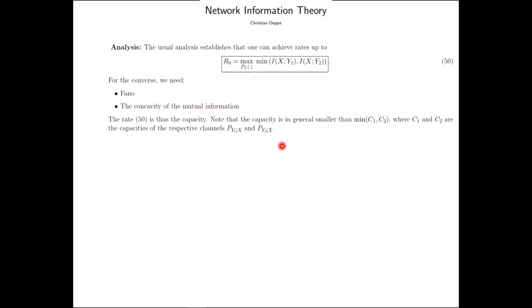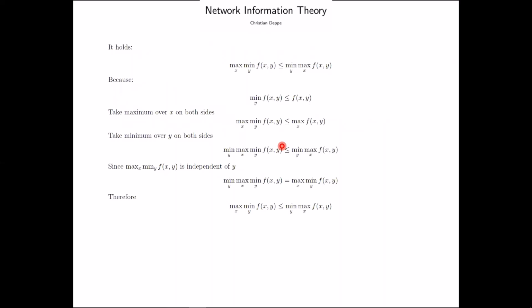Now, last semester, I remember there was a big discussion if max-min is the same as min-max. And here's the proof. Max-min of some function is always less or equal than min-max of some function. Because if you look at, you all will agree, if you take the minimum over y of f(x,y), then this is less or equal than f(x,y). Now, of course, we can take the maximum over x on both sides. Still, the same inequality holds. Now we take the minimum over y on both sides.